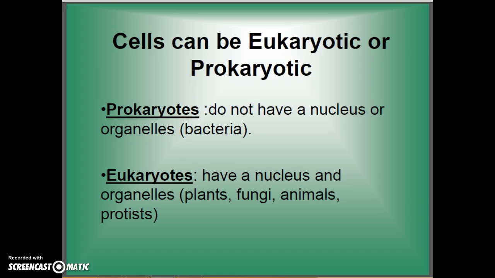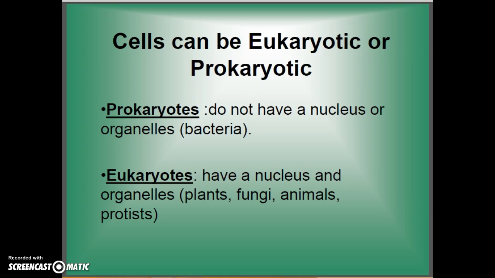Another distinction is a cell can either be a prokaryote or a eukaryote. An easy way to remember this is the prologue to a book. It comes before the book ever begins. So prokaryotes were before a nucleus, or any other organelles for that matter. Example, bacteria.